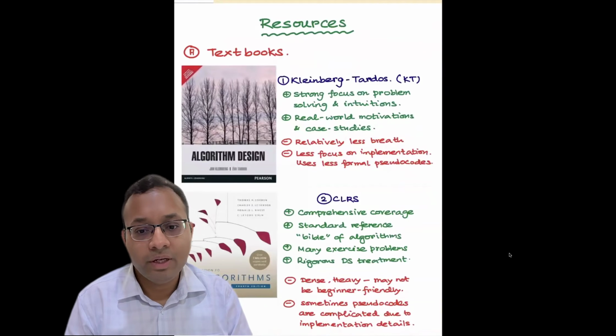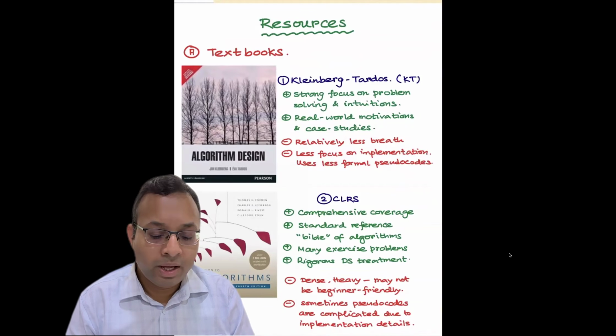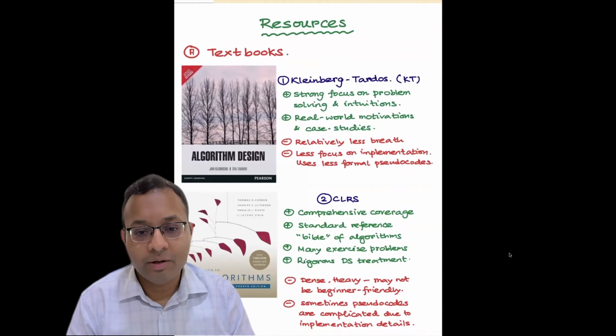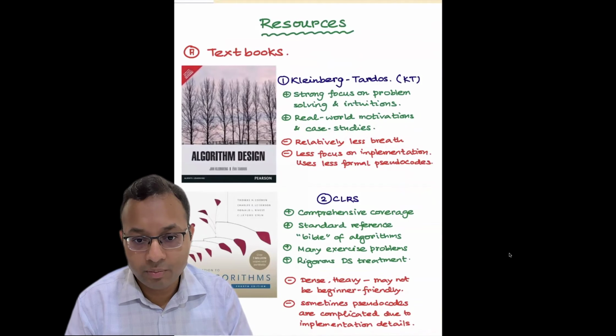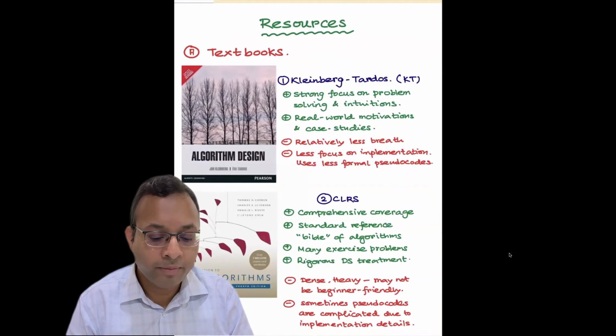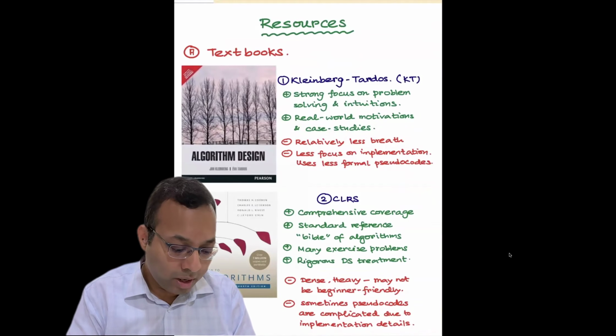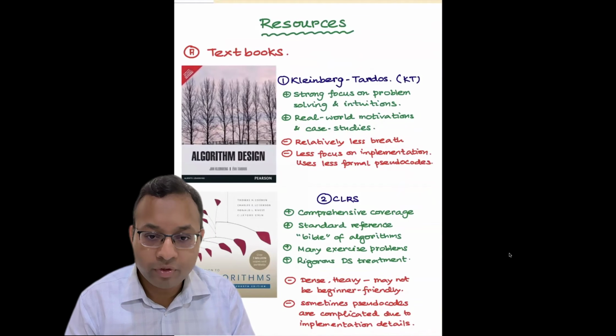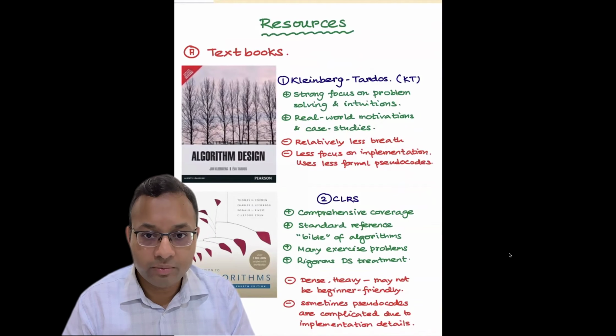First, let me start with the resources, the textbooks. As it's a classical subject, one of the most fundamental subjects in computer science, there are several good textbooks. For this course, I'll primarily follow this book. So I'll mention 5 or 6 textbooks and the pros and cons of each textbook.